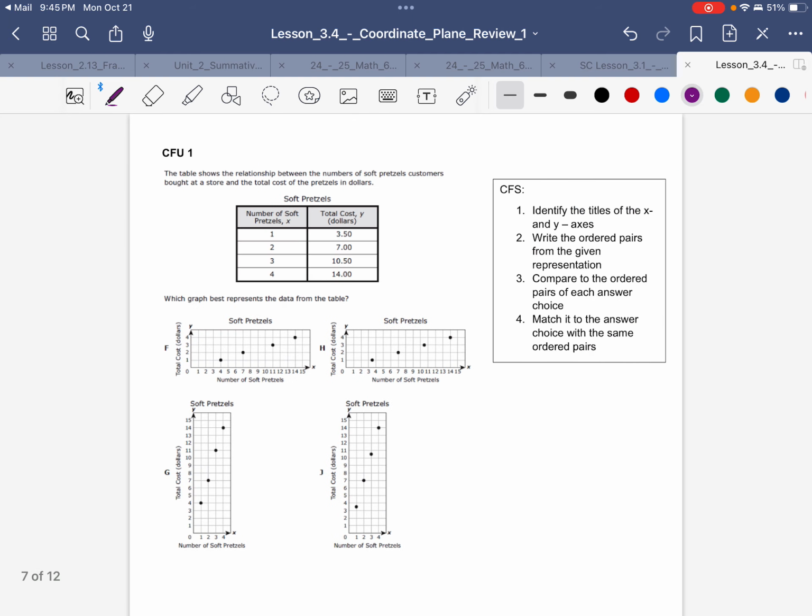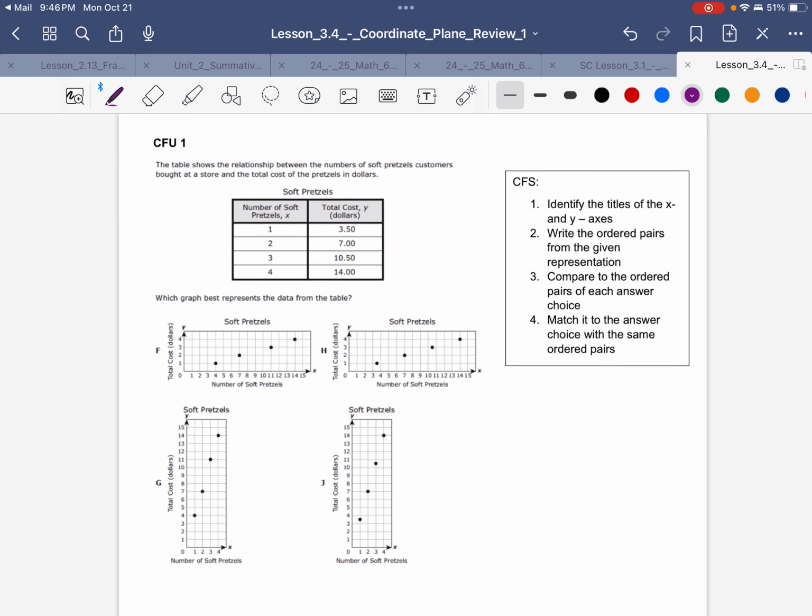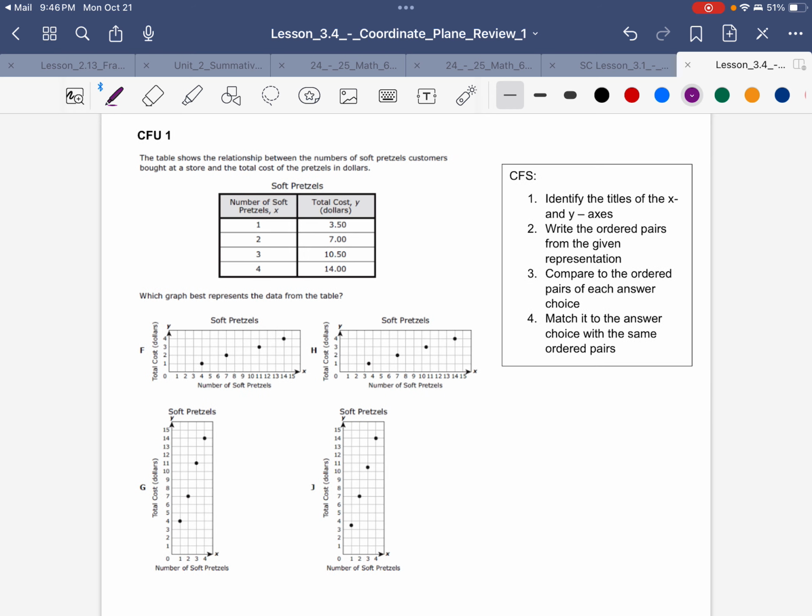All right, so now we're going to match some tables with some graphs. You're going to have to do this quite a bit, especially on the exams like STAR and MAP. So your CFS over here says, identify the titles on the X and Y axis. Make sure they actually match up and correspond, right? And then you're going to write the ordered pairs from the given representation. Compare those ordered pairs to each answer choice, and then match it to the answer choice with the same ordered pairs. So what they mean by that is identify the titles first.